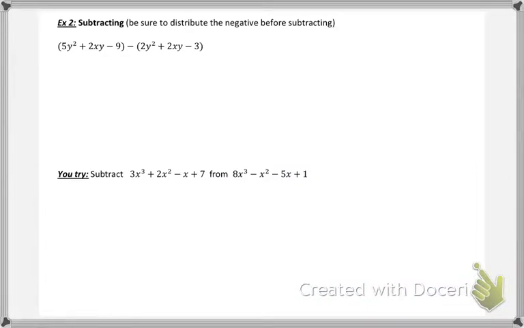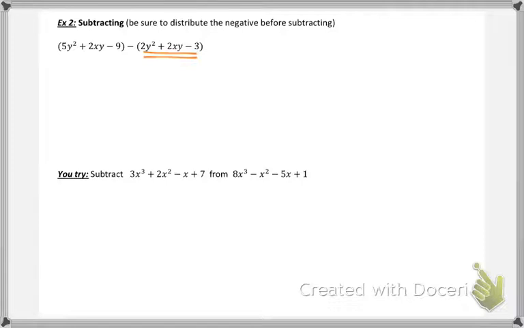Subtracting is also just combining like terms, but one thing you have to be careful about when you're subtracting is that you need to be sure to distribute the negative to every single term in the expression that you're subtracting. So in example 2, we have 5y squared plus 2xy minus 9, and then we're going to subtract this whole expression: subtract 2y squared plus, and subtract the positive 2xy, and subtract the negative 3. Because I'm subtracting the whole expression, I want to make sure that I distribute that negative through.